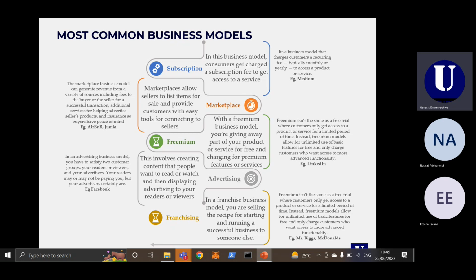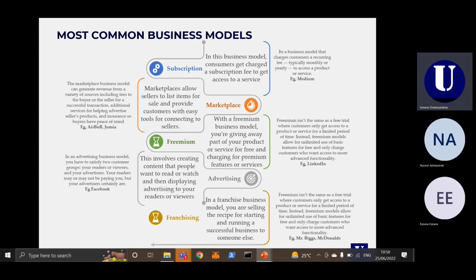I can basically leverage on what Mr. Biggs have done. I approach Mr. Biggs and tell them, okay, I want to start a fast food. Mr. Biggs will say, okay, we're going to give you a recipe and everything, but provided that the name of the company is Mr. Biggs. I say, okay, I'll accept. I'm making my money, right?